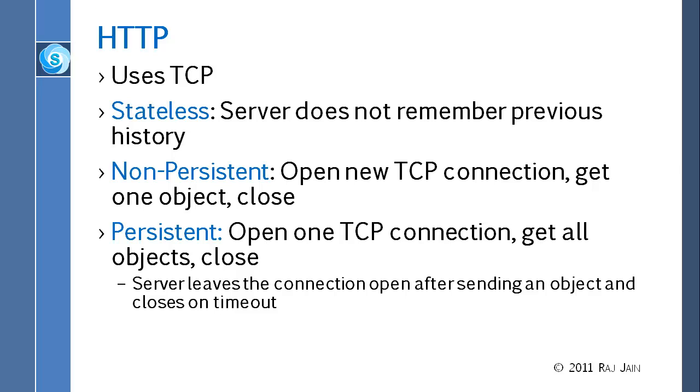Soon we figured out that that's really a waste of time. In the beginning it was okay because there was only one kind of object and there were 1 or 2 objects on the page, but now the pages are very complicated and there are lots of objects, so there is no point in setting up a TCP connection for every object. Why don't we just set up a TCP connection, send 50 objects and everything that we need, and then close it? That is called persistent connection. So, non-persistent and persistent.